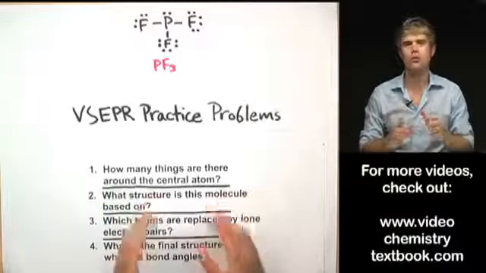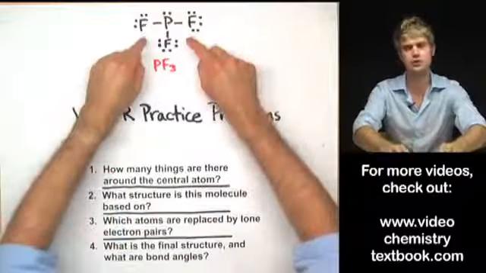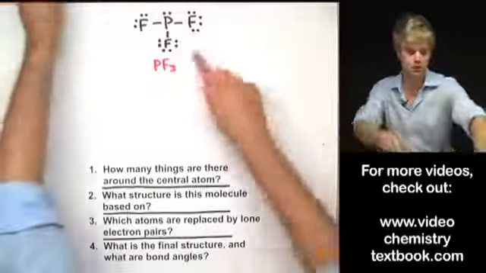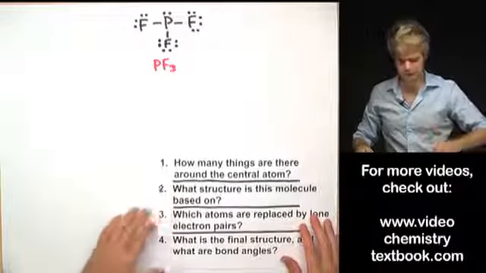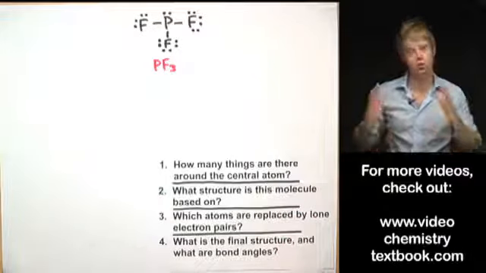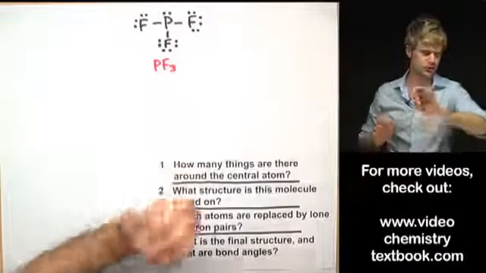We're going to do a whole bunch of practice problems so you'll get super good at looking at a Lewis structure like this and figuring out what its three-dimensional VSEPR shape would be. We'll start out right away with PF3. I've got on this paper these 4 questions, and these are the thought process that you want to go through every time you figure out the VSEPR structure for one of these shapes.